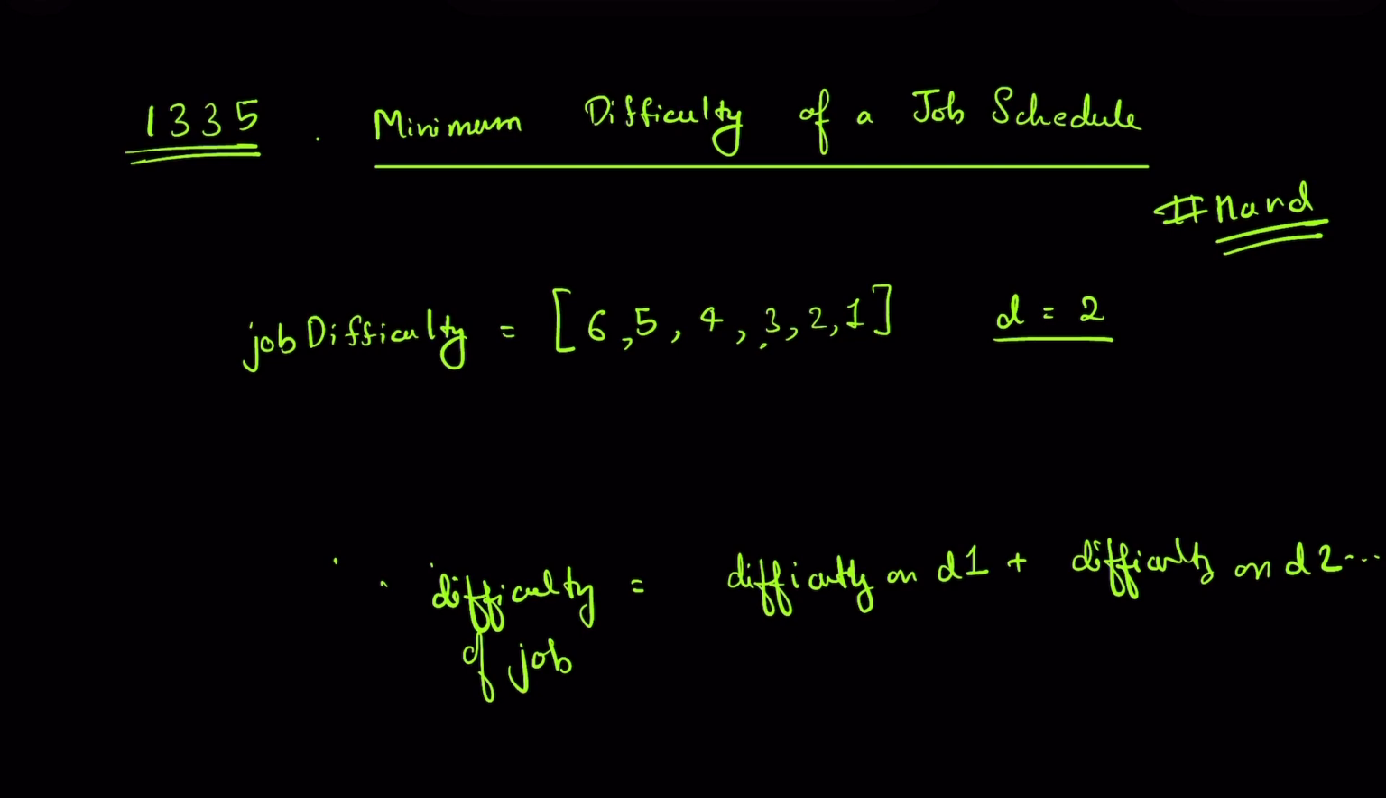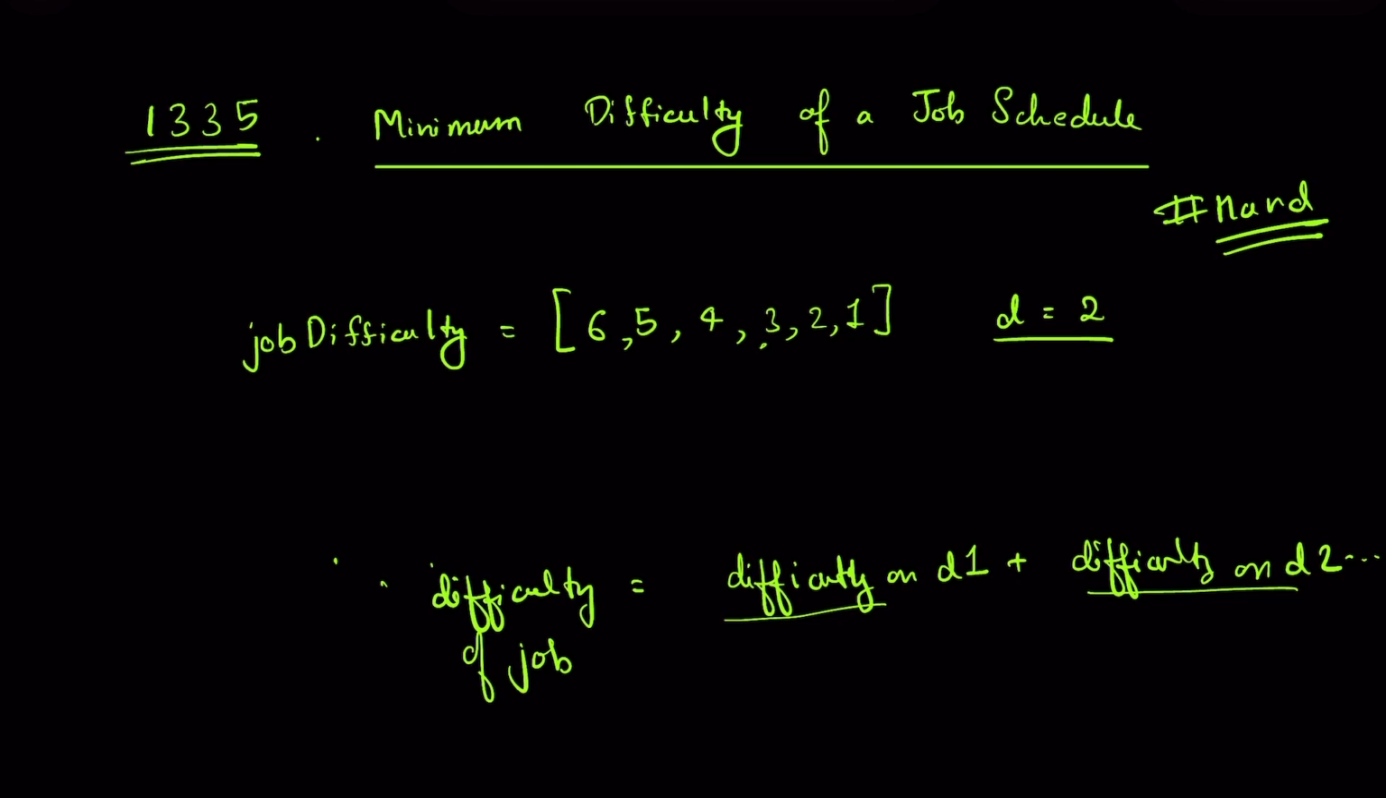Now, how do you define minimum difficulty of a job schedule? It is the minimum difficulty you get. And how do you define difficulty of a job? It is the summation of all the difficulties you get on a day. And for each day, to get the difficulty of a day, you have to find the maximum job difficulty that you do on a day. So that's a lot of difficulty, but this problem is not that difficult at all.